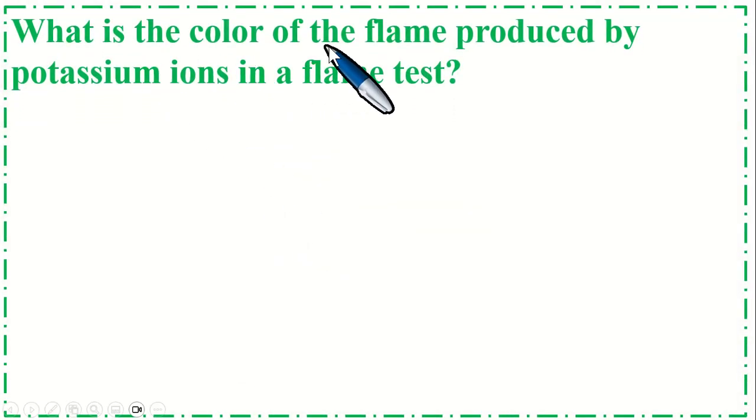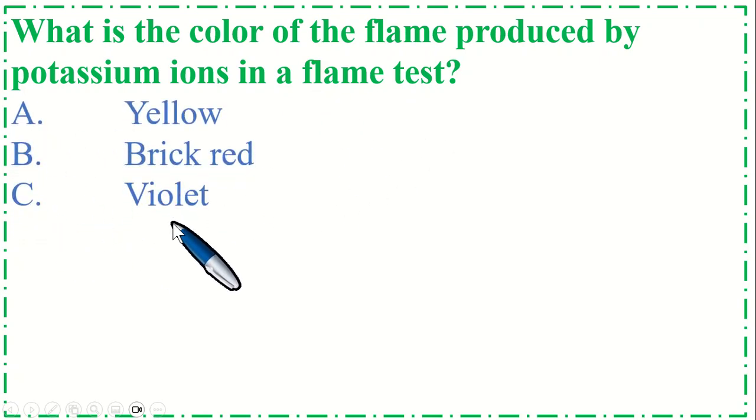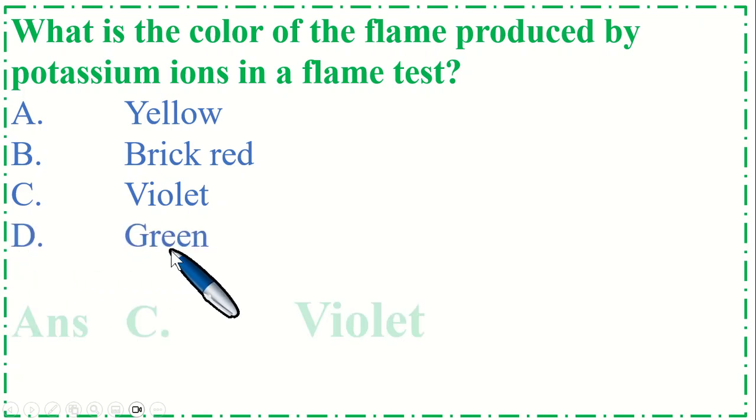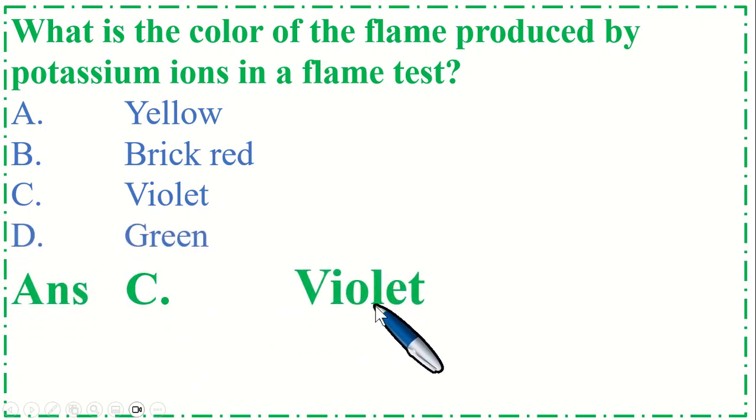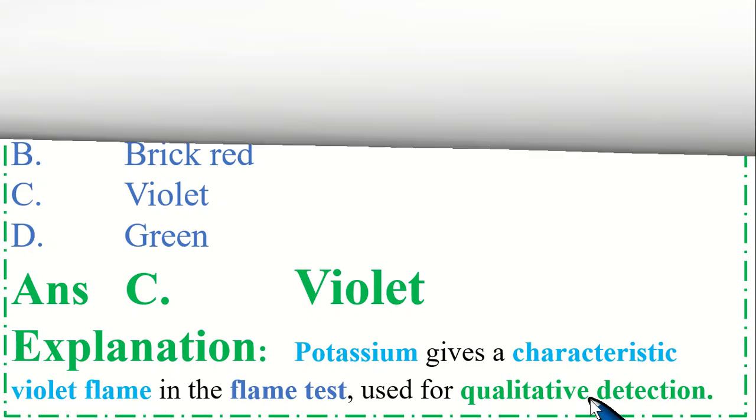What is the color of the flame produced by potassium ion in a flame test? Option A, yellow, B, brick red, C, violet, and option D, green. So the correct option is C, violet. Potassium gives a characteristic violet flame in the flame test used for qualitative detection.